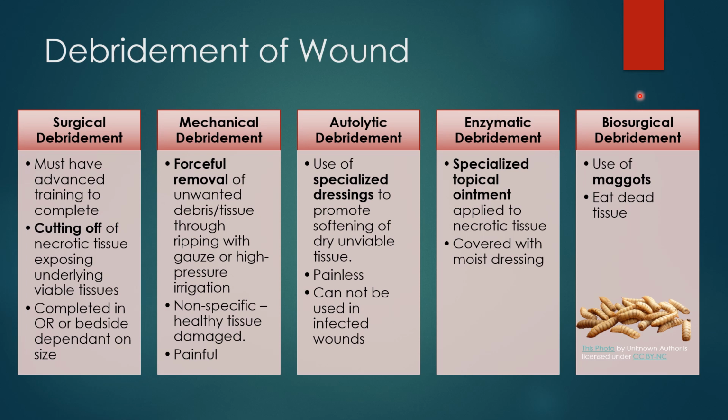And lastly, we have biosurgical debridement. This is the use of maggots. These maggots eat the dead tissue, but they leave the healthy viable tissue alone. So maggots are actually a very effective use for debridement. They're not seen in Canada very much, but they are quite common in other cultures and other countries.